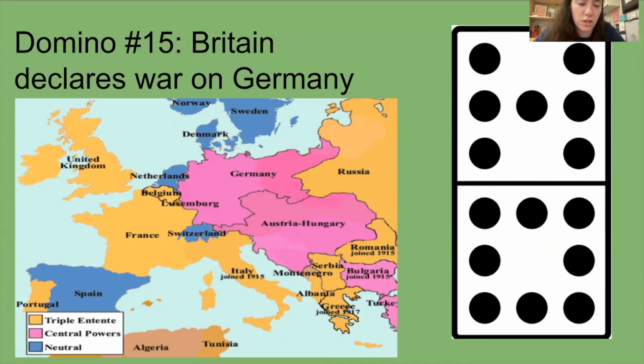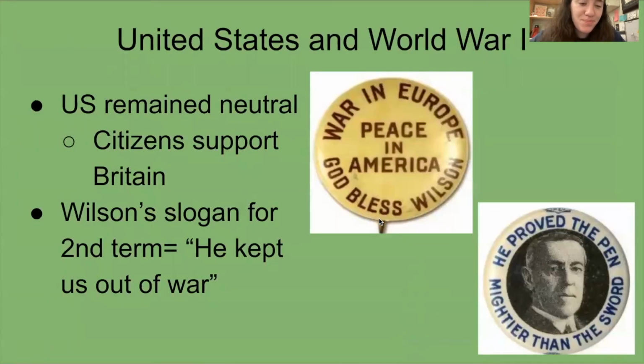So this chart shows the triple entity, that alliance in the yellow, and then the Central Powers in the pink, and those countries that were neutral. Switzerland, I don't know what they do. I think we need to take notes because they are always neutral. And I don't know why. They just keep getting away with it, but they do.